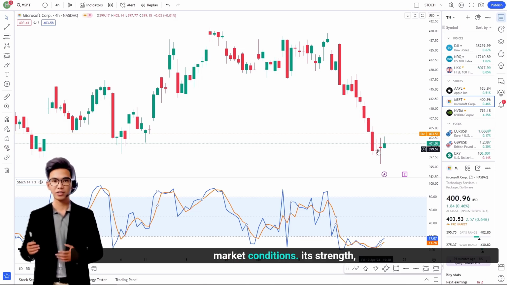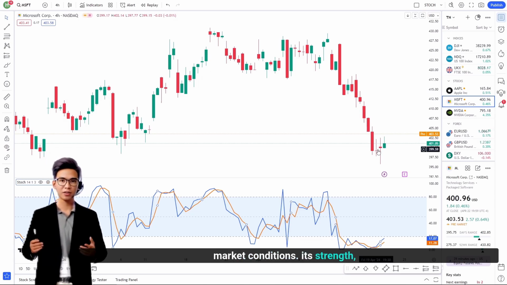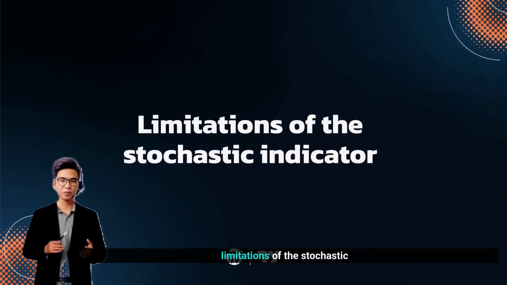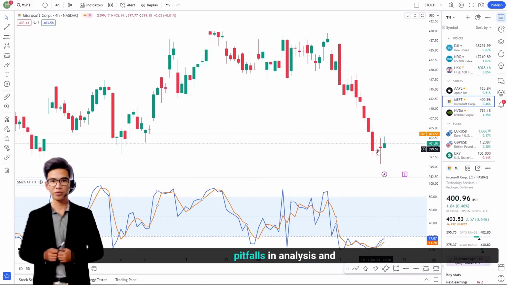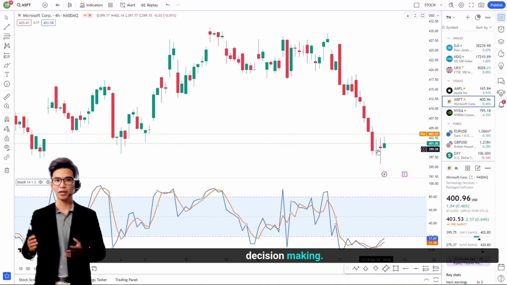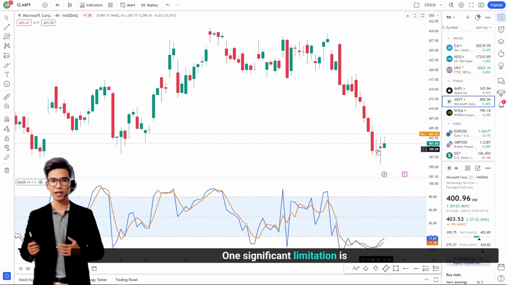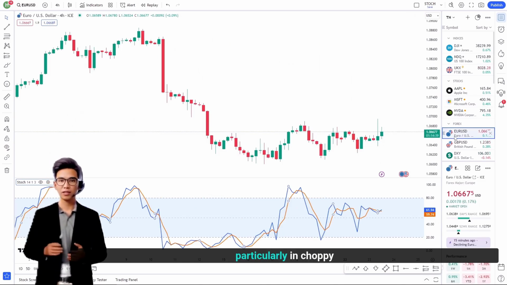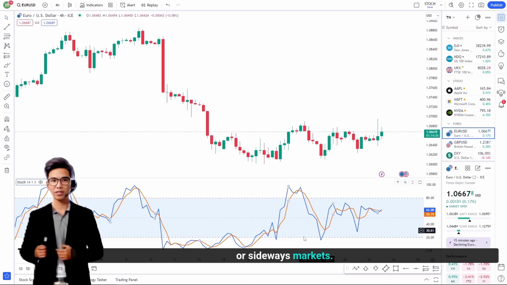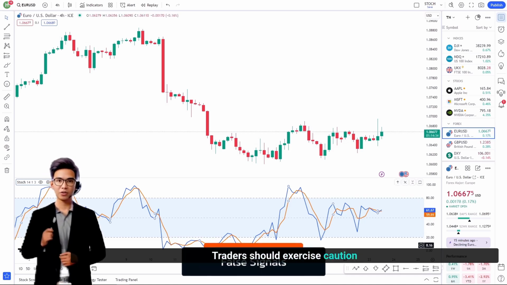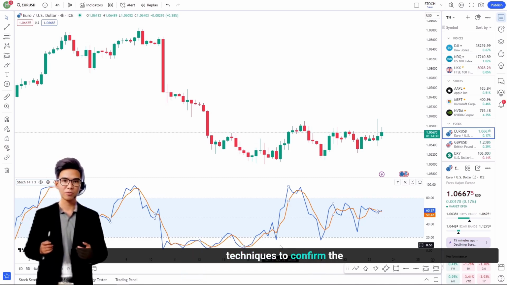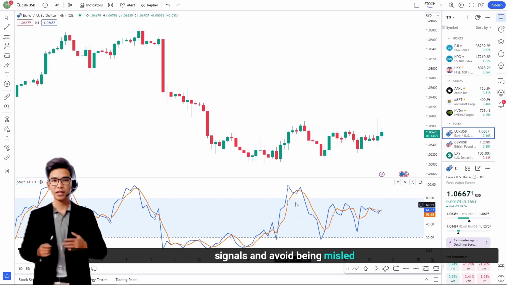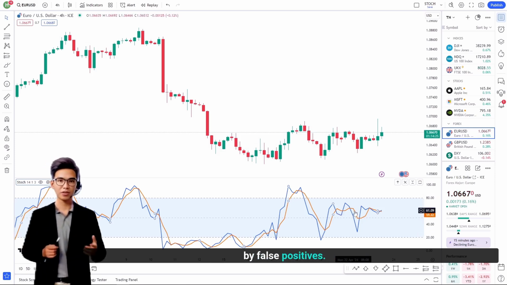evolving market conditions. Despite its strength, it's crucial to recognize the limitations of the stochastic indicator to avoid potential pitfalls in analysis and decision-making. One significant limitation is its tendency to generate false signals, particularly in choppy or sideways markets. Traders should exercise caution and employ additional analysis techniques to confirm the signals and avoid being misled by false positives.